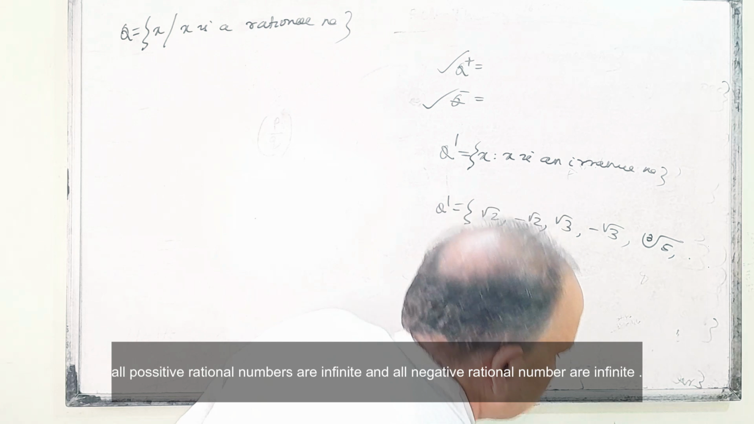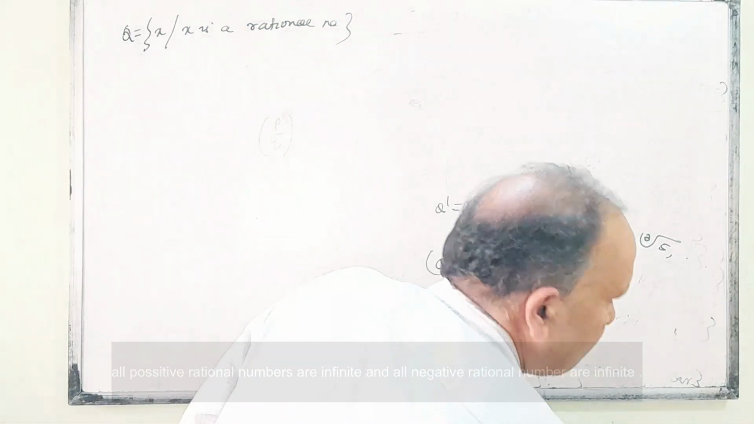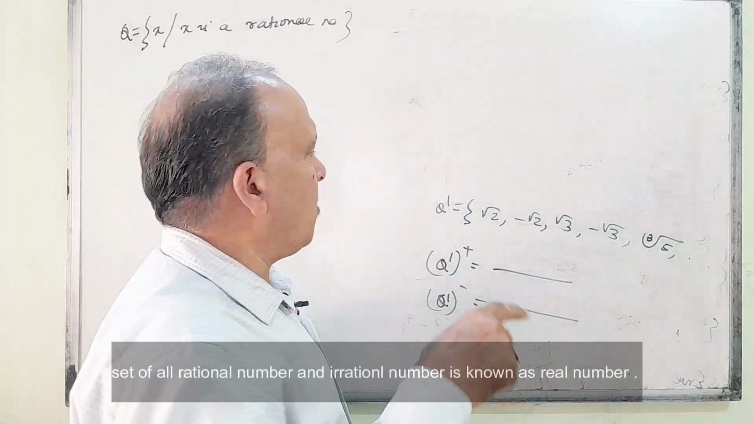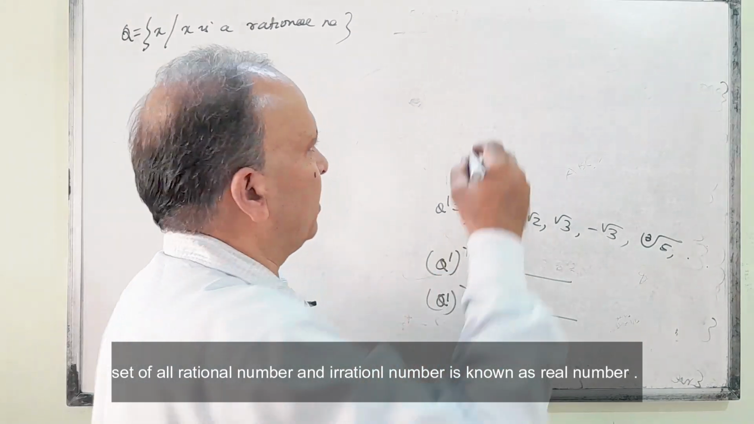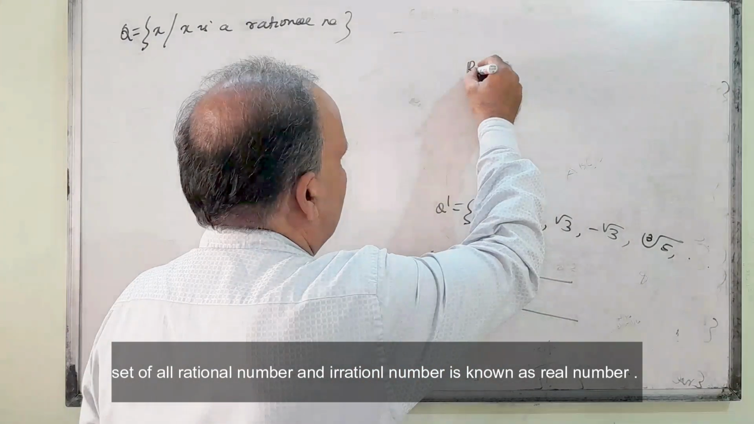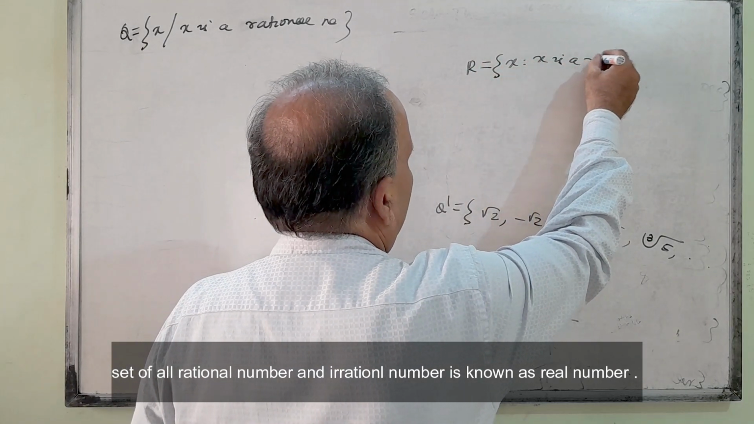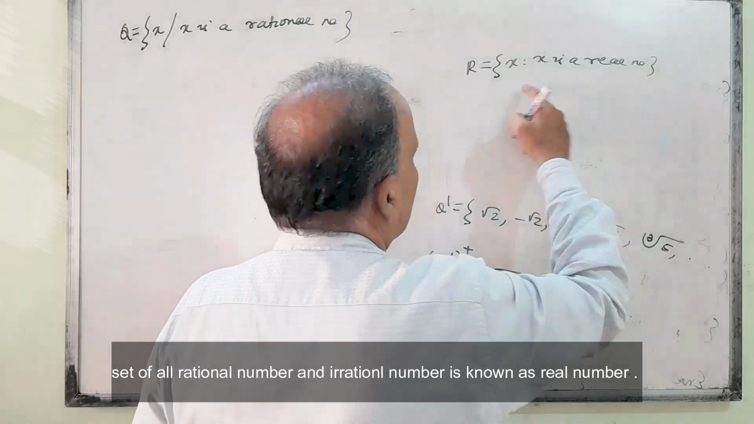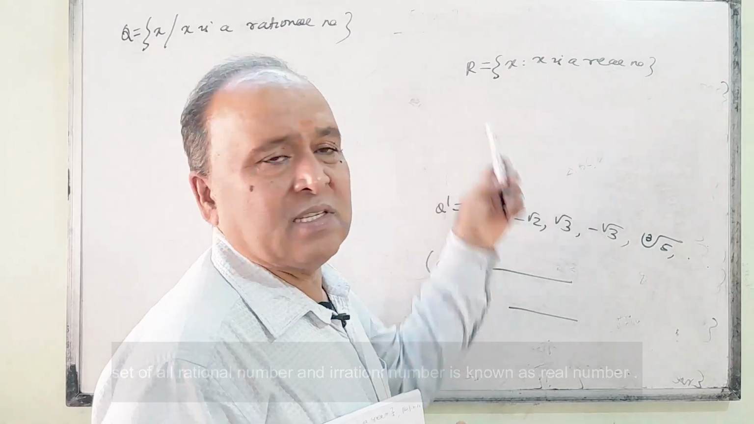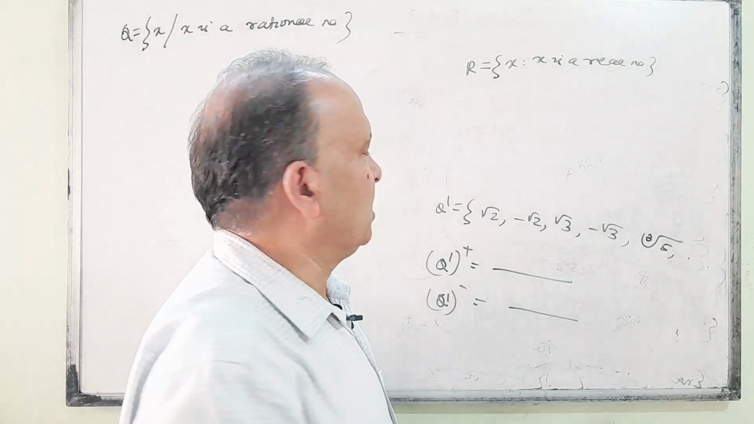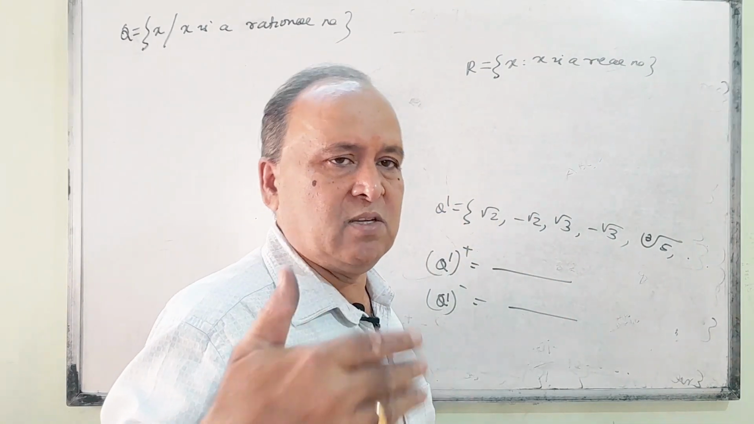Next come to real numbers. Which are real numbers? The set of all rational numbers and irrational numbers together are called real numbers. X such that x is a real number. It includes both rational numbers and irrational numbers. These are called real numbers. There are also positive real numbers, which are infinite, and negative real numbers, which are also infinite.